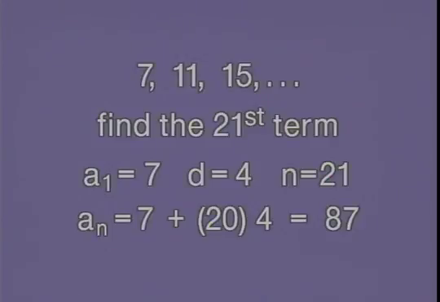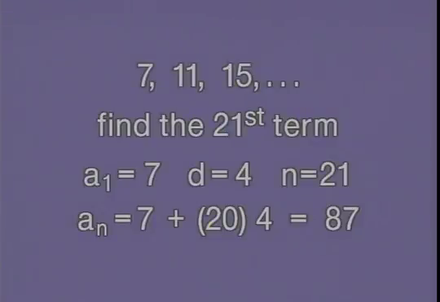The question, is it arithmetic? Is there a common difference? Well, let's see. What do I have to add to 7 to make 11? 4. What do I add to 11 to make 15? Also 4. Yes, there's a common difference. You'll note it takes at least 3 terms to determine the nature of a sequence.